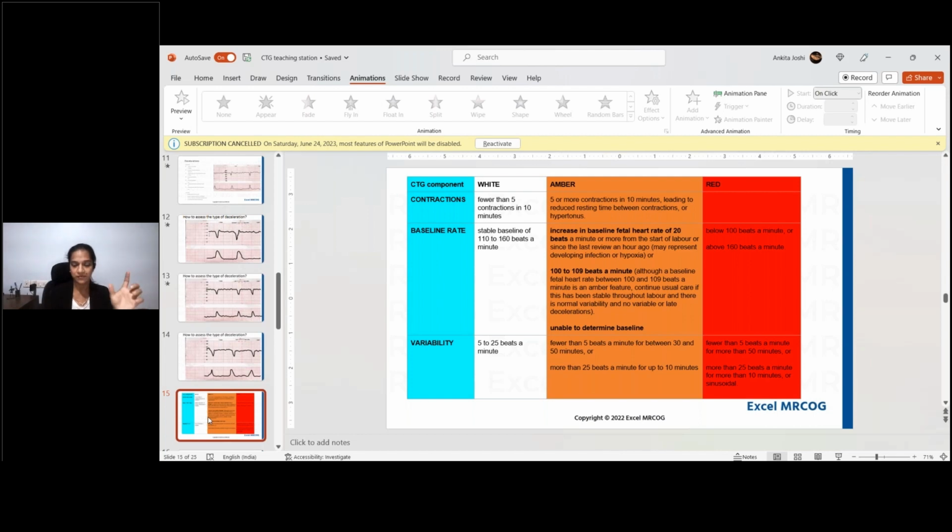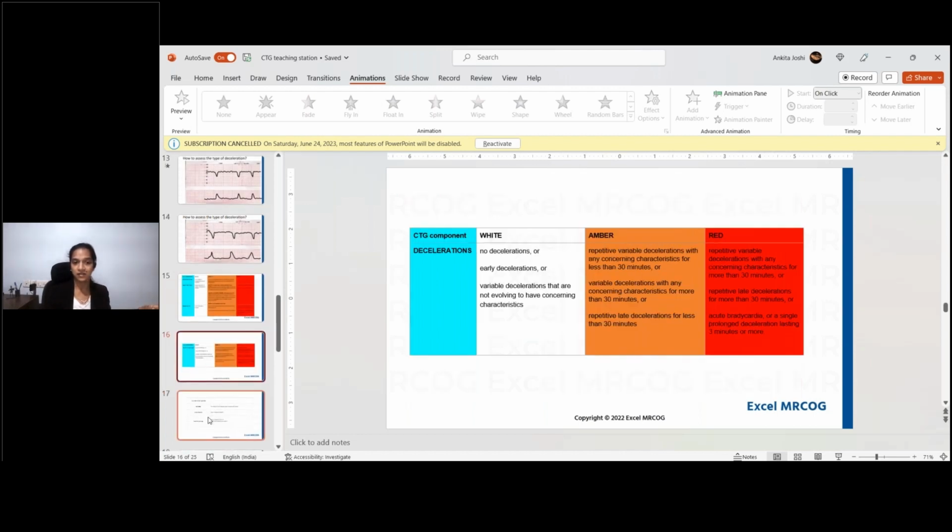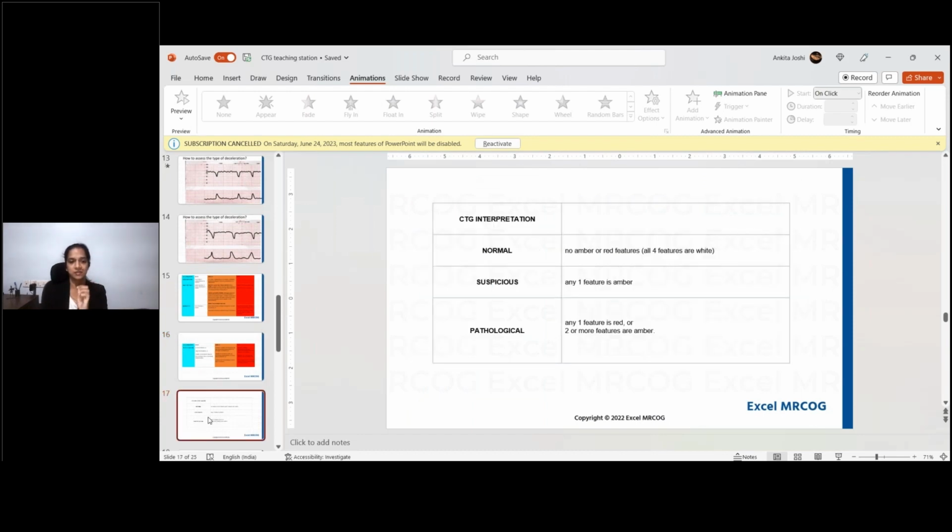this particular component would be classified as white. Baseline rate is normal, so it is white. Variability is white, and for decelerations, there are variable decelerations without concerning characteristics, so it is white. So the CTG is interpreted as normal. What I'm trying to tell you is, do not go into talking about how the CTG is classified as normal, suspicious, pathological. You can say that normal is when there is no amber or no red, suspicious is when there is 1 amber, and pathological is 2 amber and 1 red.